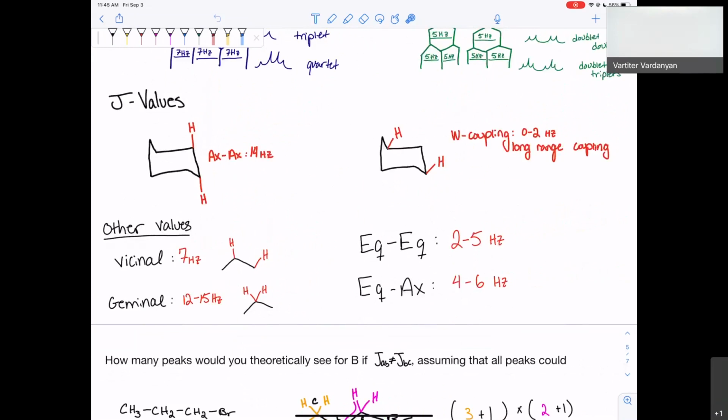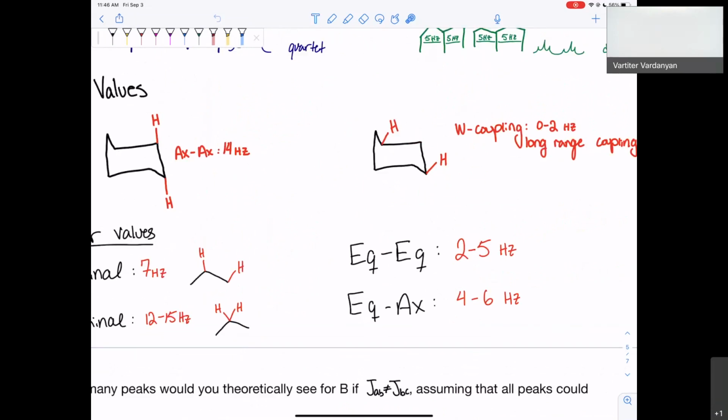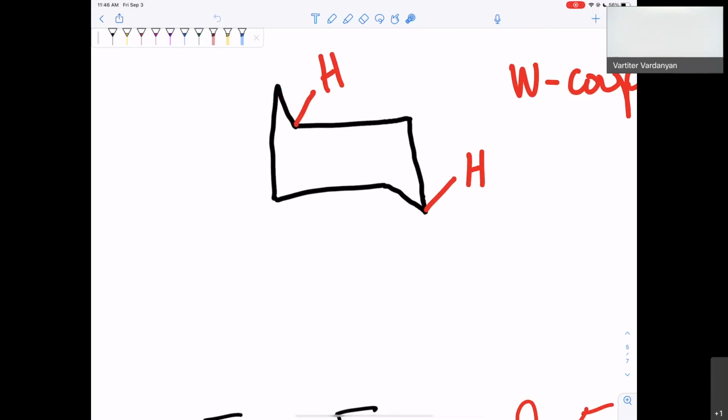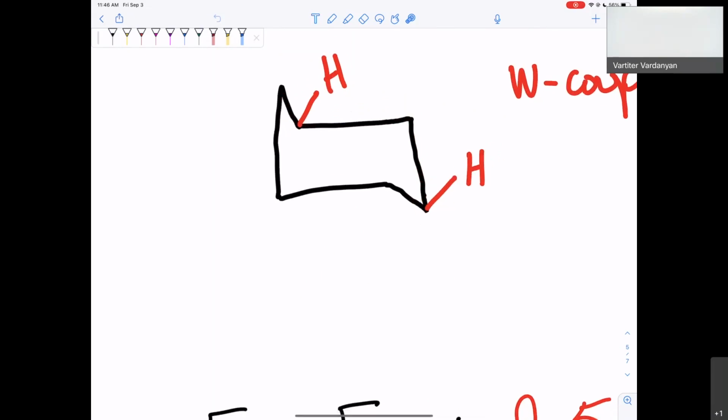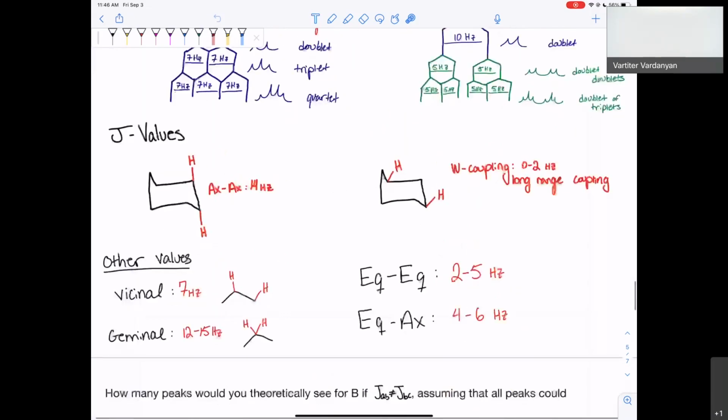And something kind of wonky that we have here is W coupling. Truly, I don't know why it happens, but it looks like a W. So if it looks like a W and there's a carbon in between, it's going to be 0 to 2. Someone had a hand up. W, okay, so yeah. This hydrogen is one, and this hydrogen is the other. Sideways W, yeah.